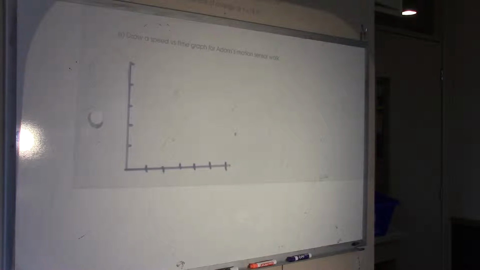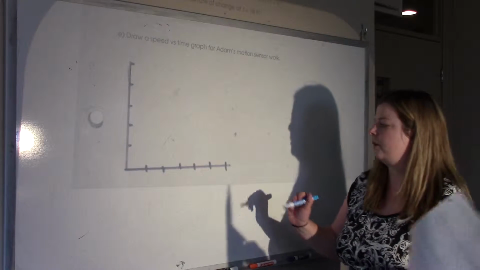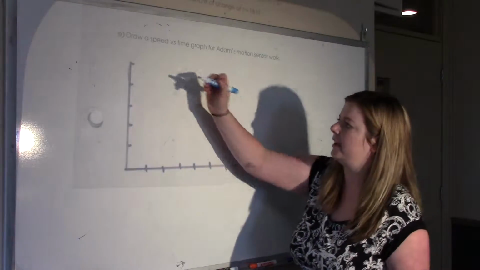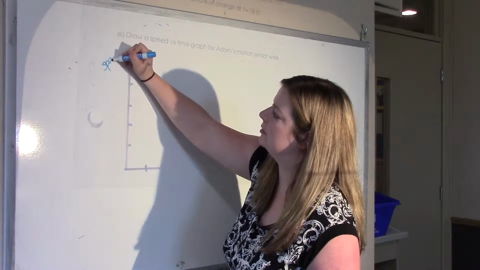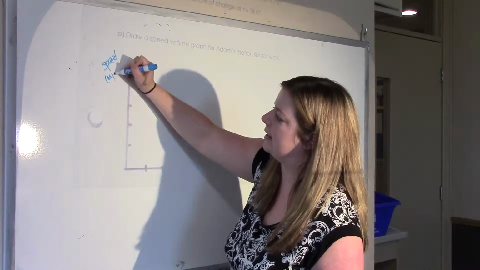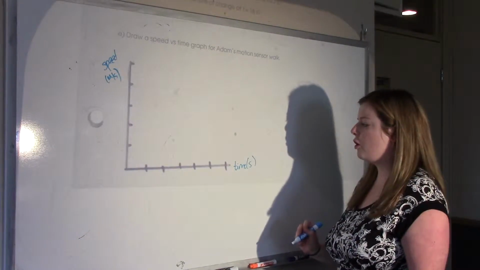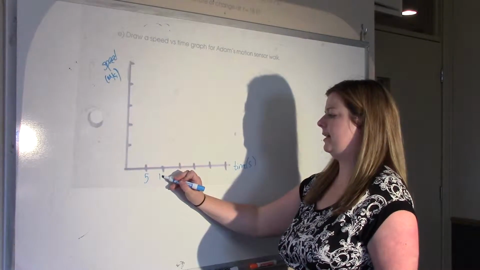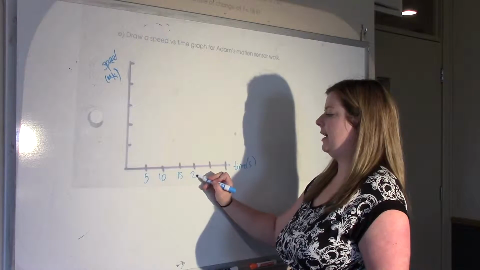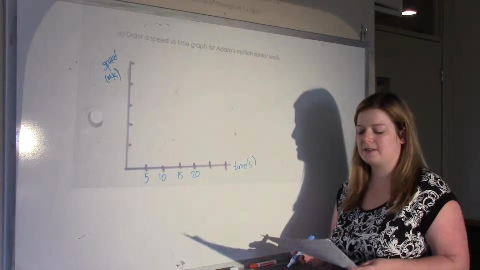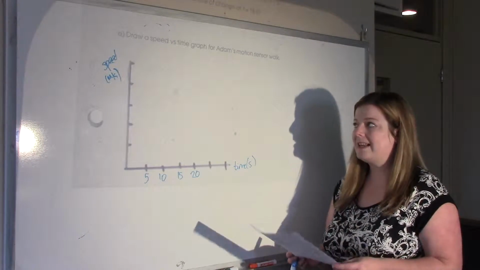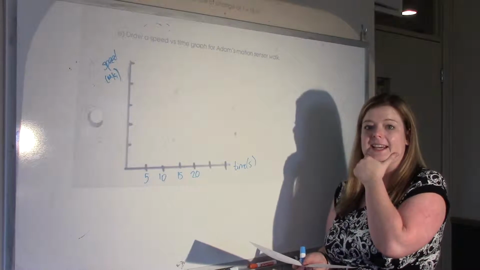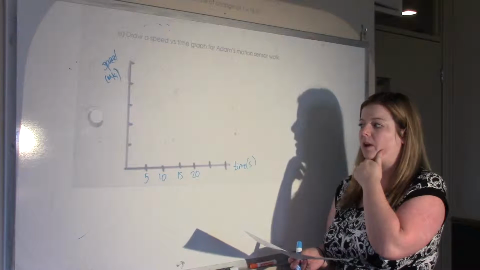Okay, so speed versus time. So here's our time, still in seconds, and here's our speed in meters per second. Okay, so we still have 20 seconds, but I'm just going to increase this by 5s, and you'll see why in a moment. So what is happening with his speed? Well, for the first 10 seconds, he has a speed of 0.4.